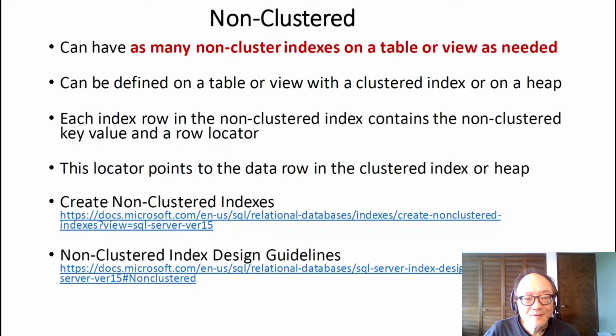Non-clustered indexes will not determine how the data is physically stored in storage. Therefore, we can have as many non-clustered indexes on a table or on a view as we need to. For example, if we have a customer table, we may create a clustered index on the customer ID, but we can also create non-clustered indexes on the customer's account numbers and the customer's phone numbers.